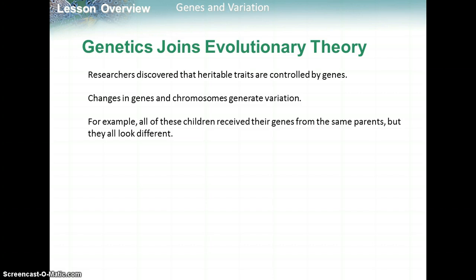For example, all of these children receive their genes from the same parents. Well, there was a picture, I think I erased it, but children, again, you and your siblings come from your parents. You share similar genes, but yet you look different. So there's some variation that you inherit.